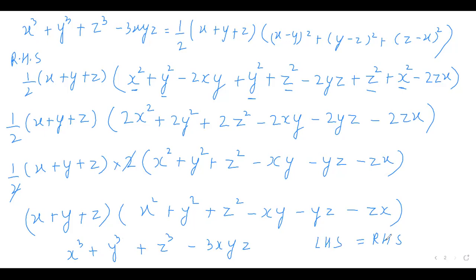So only what you need to do here in this question, you have to open the second bracket, that is having the identity number 2, x minus y whole square. So we know identity number 2, x square plus y square minus 2xy. So in this way, you just add, take common, cancel 2 and 2, then you get LHS and RHS are equal with the help of identity number 8.